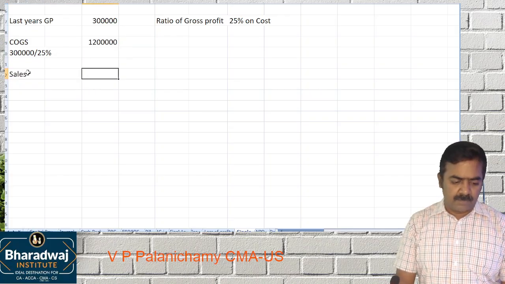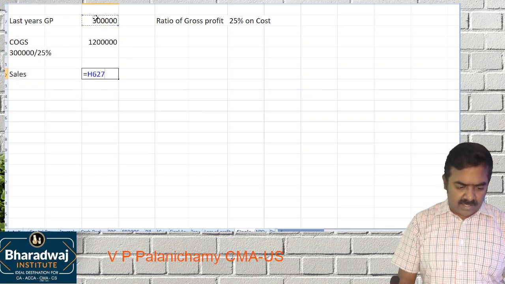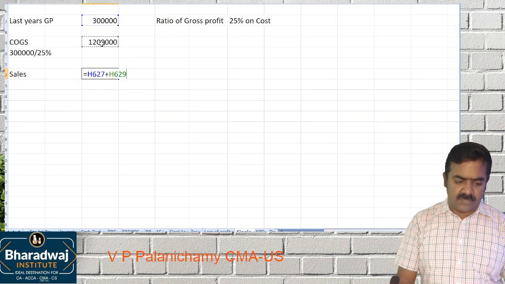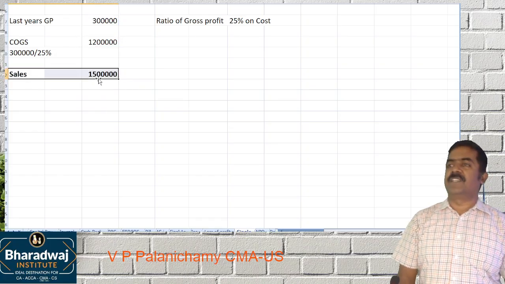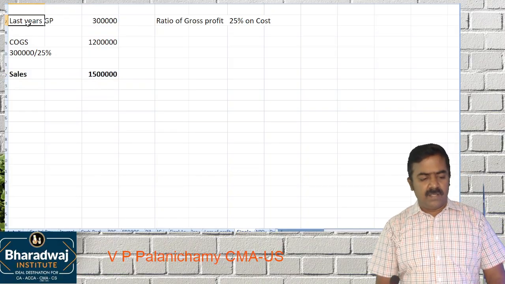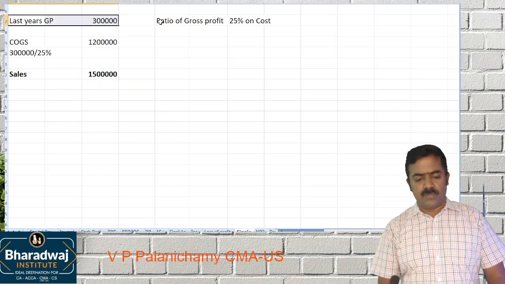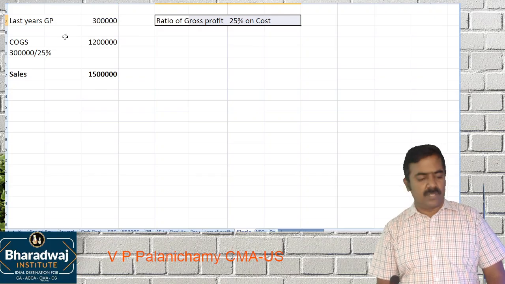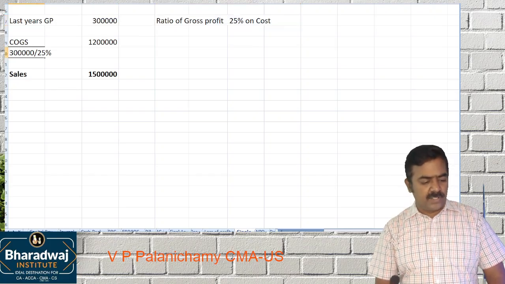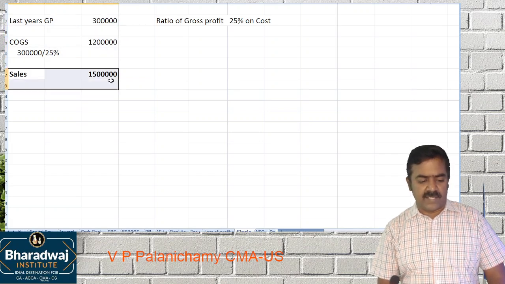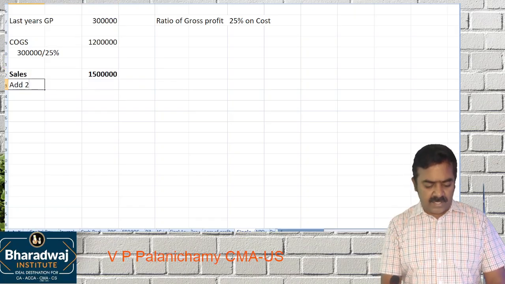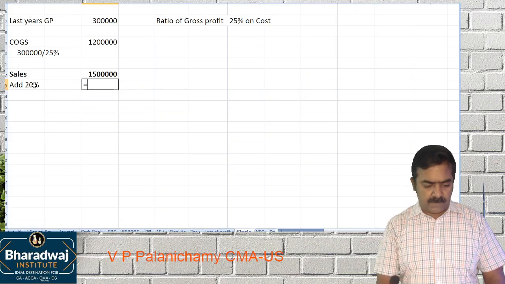3 lakhs gross profit, cost of goods sold 12 lakhs. Now sales are 15 lakhs. This is the sales of which year? Last year. I repeat, last year's GP is 3 lakhs, which is 25% on cost. If 3 lakhs is 25%, what is the cost? 12 lakhs would have been the cost. Profit plus cost will give us sales. This is last year's sales. Add 20%. How much is 20%?